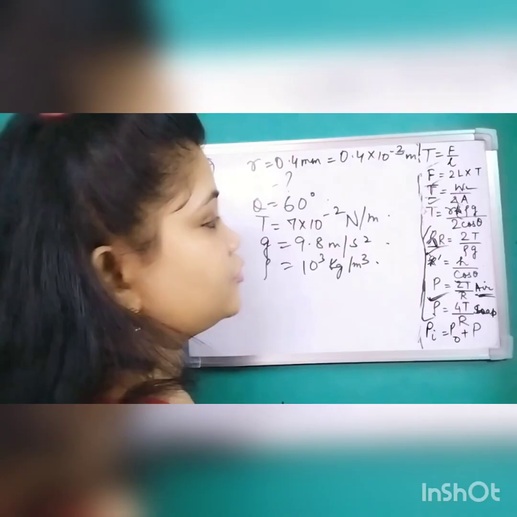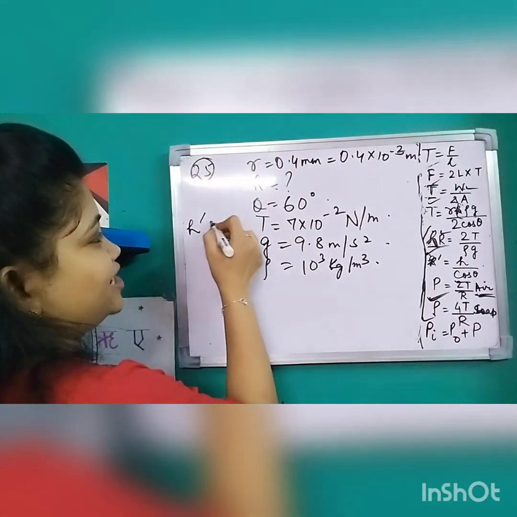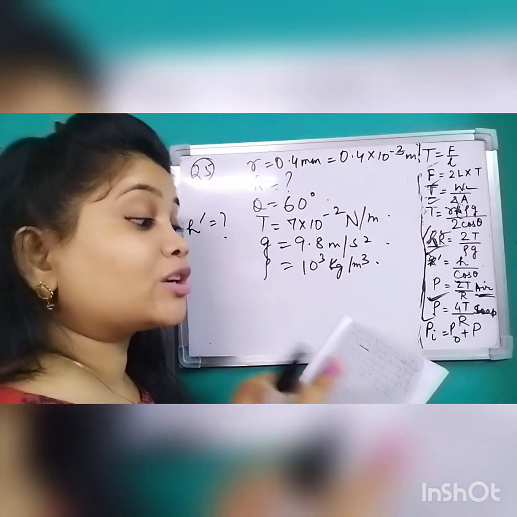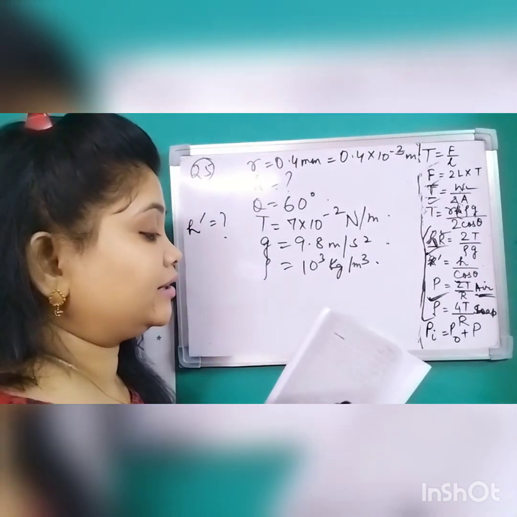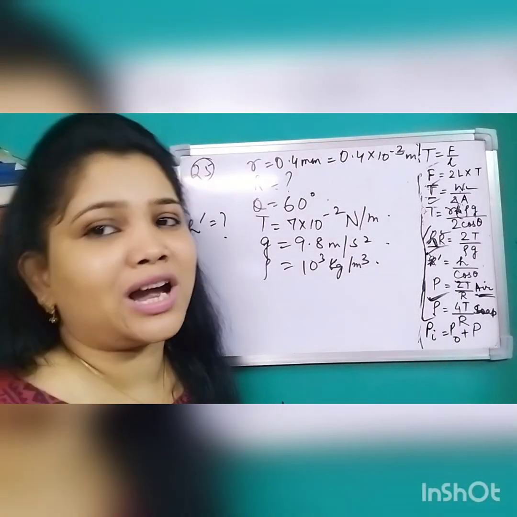First we have to find out H, and then we have to find out H dash also. There are two heights you have to find out. It's given, find out up to what height the water will rise in the capillary, and if the capillary is inclined at an angle of 60 degree with the vertical, how much length of the capillary is occupied. That means two heights we have to find out.